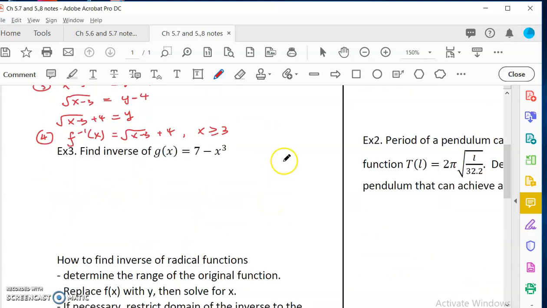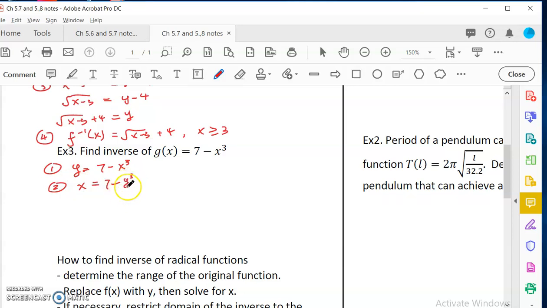The next one is the inverse of a cube function, which is 7 minus x cubed. We don't need to restrict the domain because the cube function is one-to-one. So there's no domain and range to say. They're all real numbers, so by default we don't have to say anything. So we just start with step 1, write it as y equal to 7 minus x cubed. This is very similar to 3.7. Then switch, so x is equal to 7 minus y cubed.